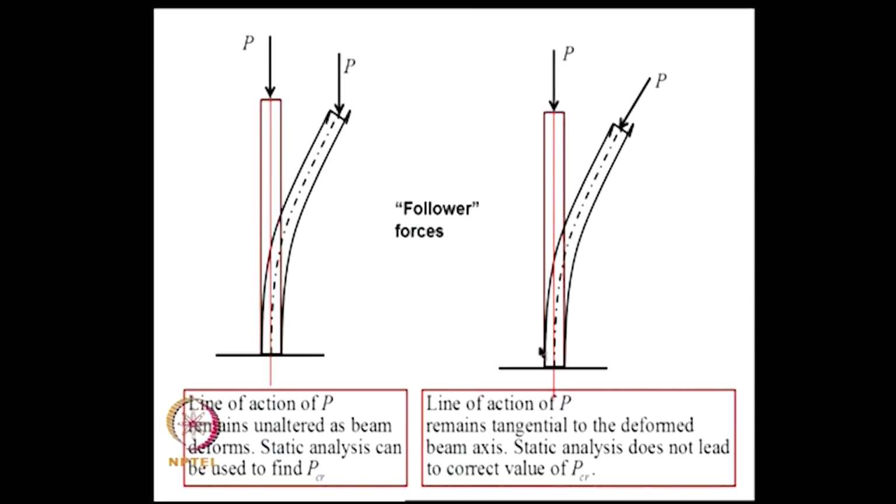One of the problems that we have agreed to address is that of follower force. So, here suppose you consider a cantilever beam which is loaded axially like this, and as the structure deforms, the direction of application of the load remains unaltered; we have already analyzed this problem. Suppose you imagine a situation where the line of action of the load remains tangential to the deformed middle axis of the beam, then we need to revisit this problem and find out what is the critical value of P.